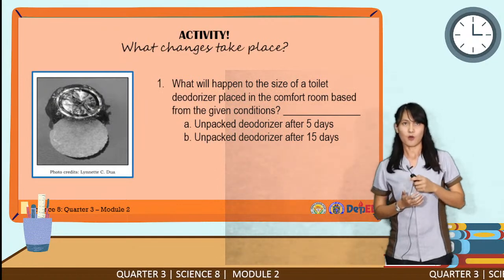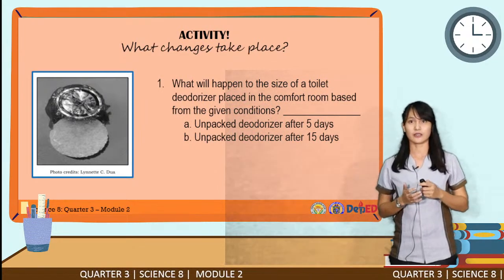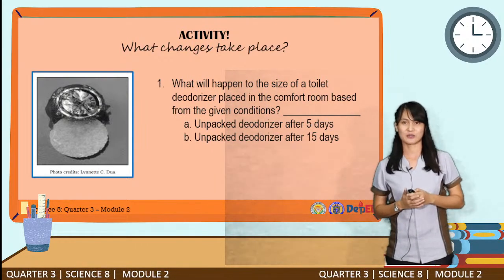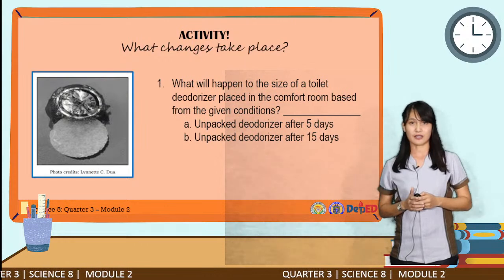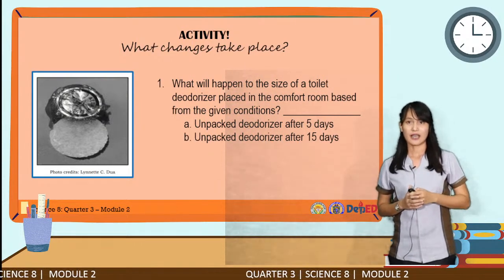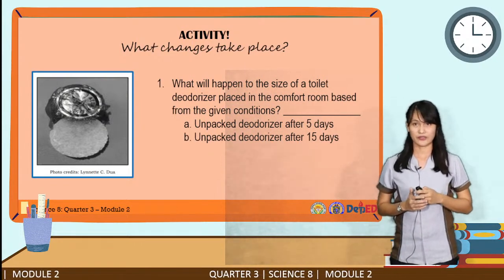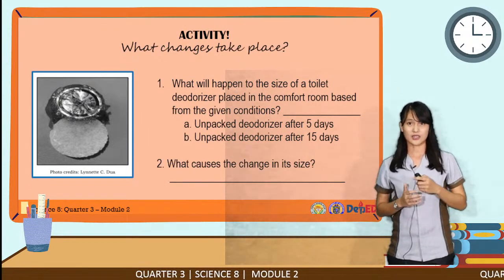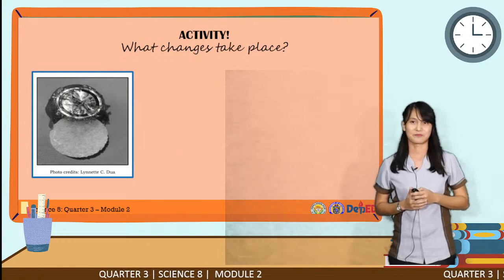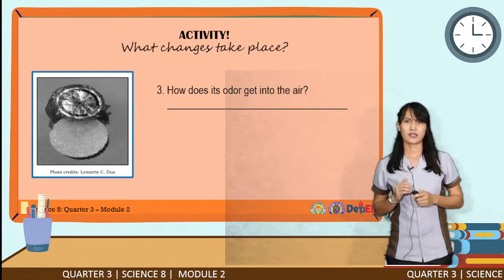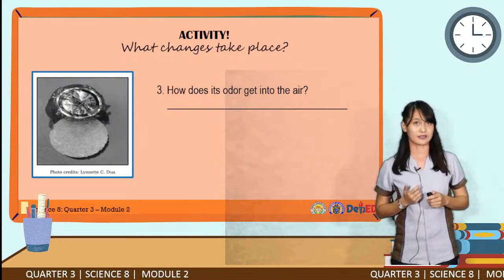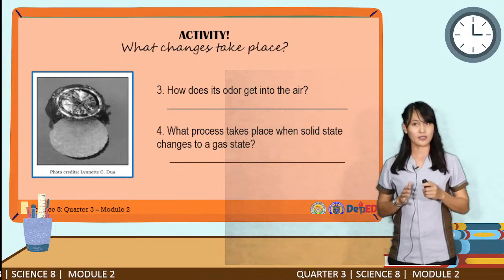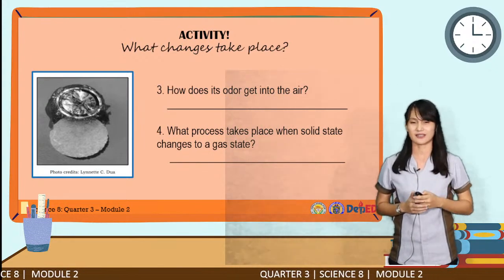Another activity, what will happen to the size of a toilet deodorizer placed in the comfort room based from the given conditions? A. Unpack deodorizer after 5 days. B. Unpack deodorizer after 15 days. Second, what causes the change in its size? Third, how does its odor get into the air? And the fourth one, what process takes place when solid state changes to a gas state?